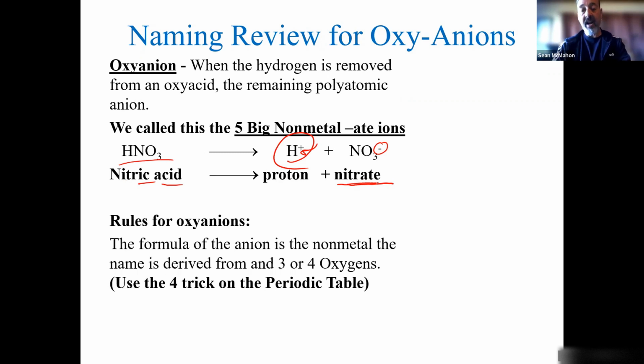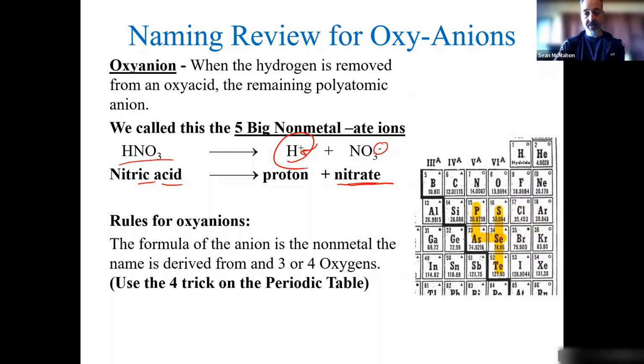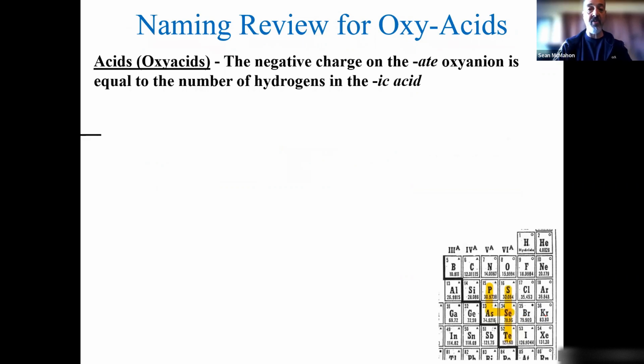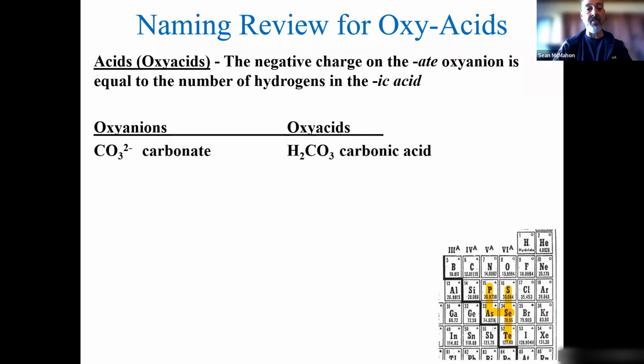So again, how could you remember those non-metal ate ions? There was the trick of the 4. So we could take the periodic table, go to the area where the non-metal central atoms are, like nitrogen, chlorine, bromine, iodine, phosphorus, sulfur. And if it's on the 4, it's going to have 4 oxygen. If it's not, it's going to have 3. So with oxyacids, we take the ate ion, convert it to the ic. We're going to use the 4. So here are a couple examples.